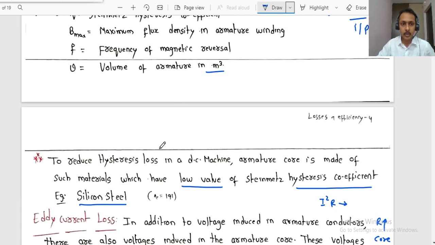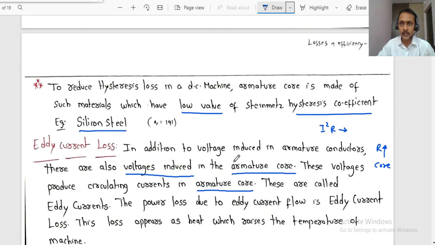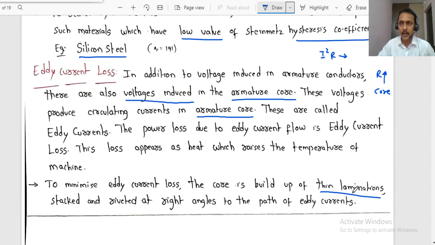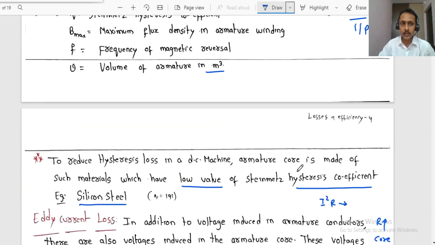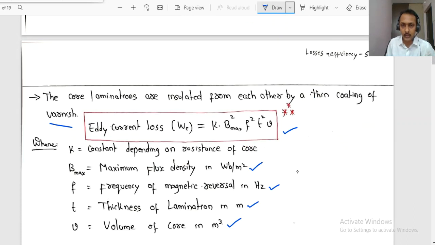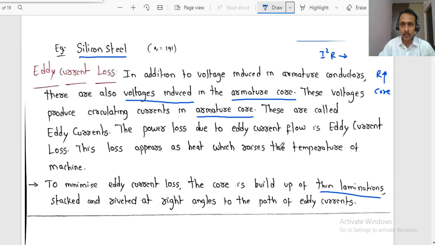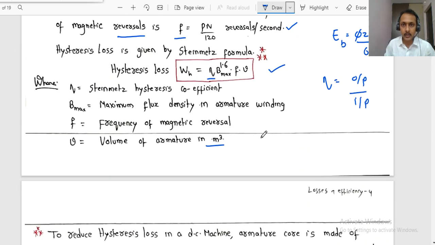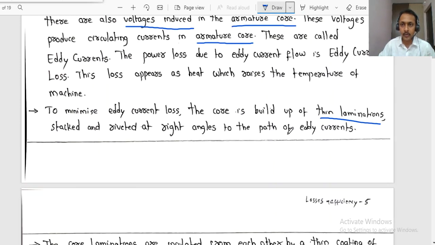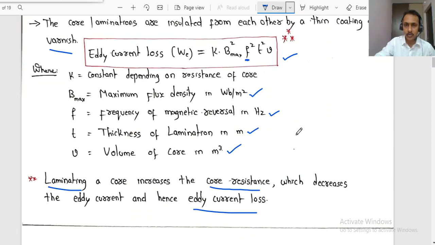Hysteresis loss is to be minimized by using silicon steel. Eddy current loss, how can we minimize? By using laminated core, you can minimize the eddy current loss. If you observe the formula, eddy current loss is proportional to the square of the frequency, so frequency square. Hysteresis loss is proportional only to the frequency of the magnetic reversal, F power 1 only. Eddy current loss, square of the frequency. If the frequency of magnetic reversal is more, eddy current losses will be more, right?